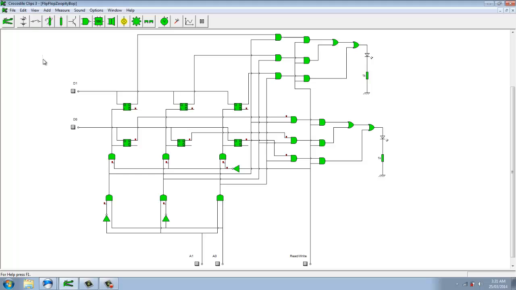As for the data inputs, for D1 and D0, there are 4 possible combinations. The first one is 0, 0, the next one is 0, 1, the next one after that is 1, 0, and the final one is 1, 1. So now that we know how the circuit works, let's see it in action.